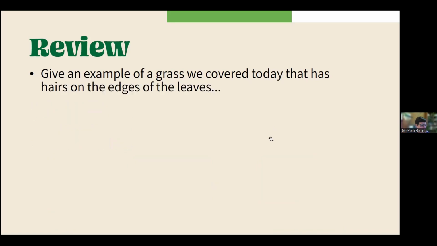Okay, and then I think this is my last one. If I remember, what was that grass that had the hairs on the edges of the leaves?